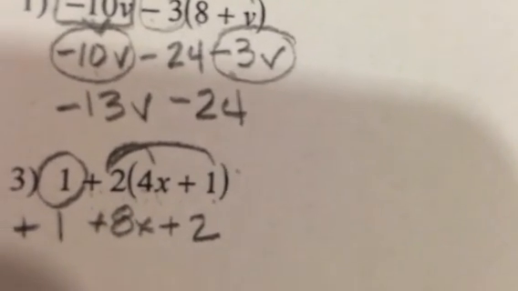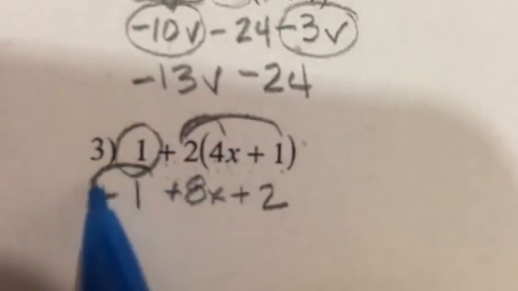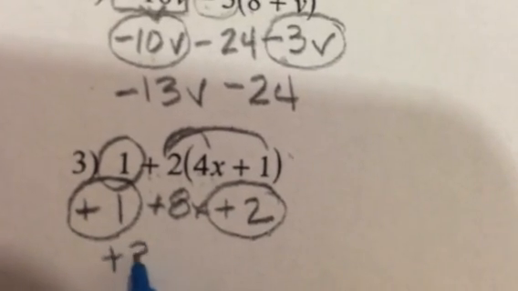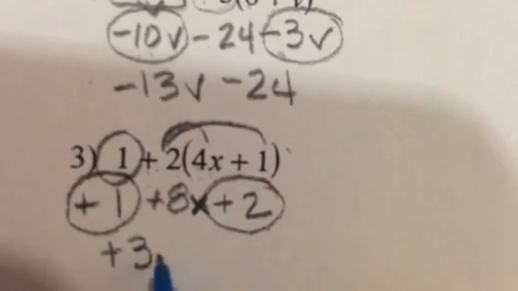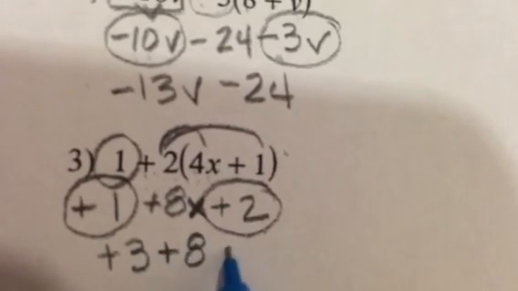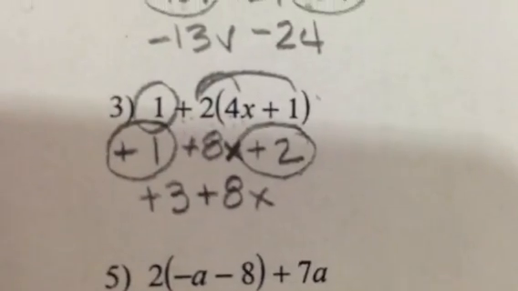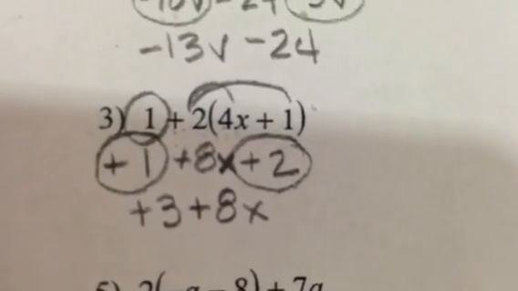Now I'm looking for my like terms. Positive 1 and positive 2 makes positive 3, and I still have my positive 8x hanging out, and that's my answer for number 3. Positive 3 plus 8x.